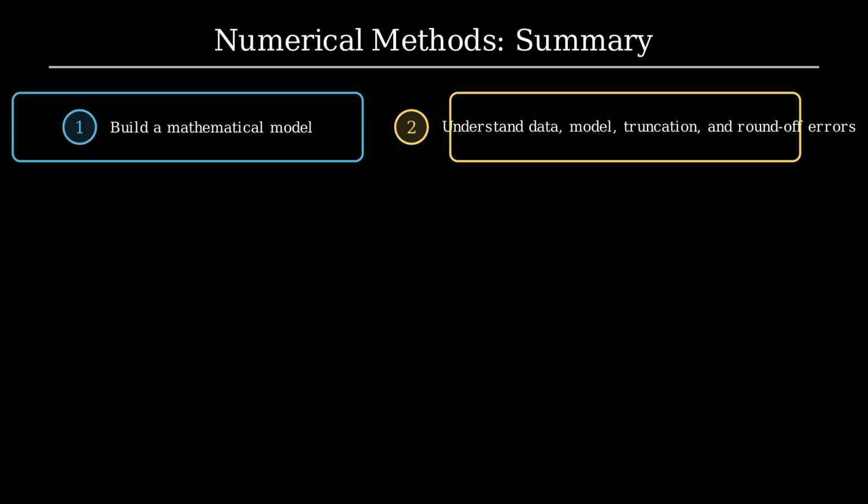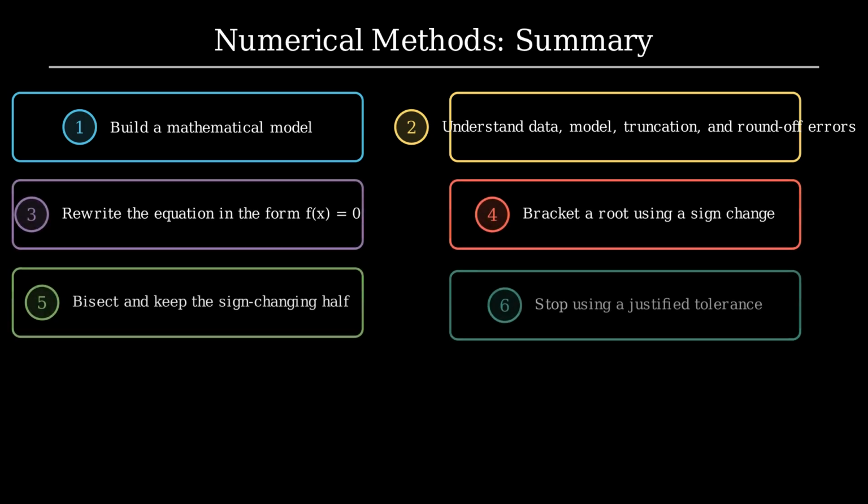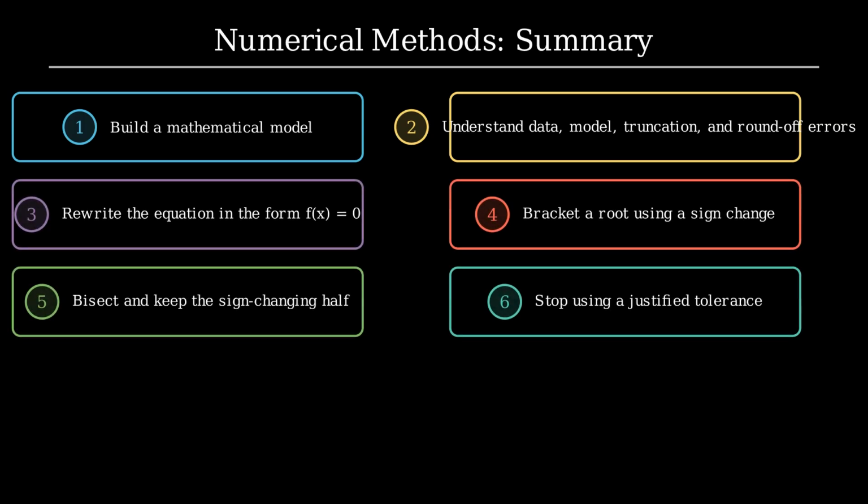Numerical methods provide controlled approximations when exact methods are unavailable or impractical. Always identify the sources of error and choose a tolerance that is appropriate for the engineering decision. For bisection, write f(x) equals 0. Locate a sign-changing bracket. Calculate the midpoint. Keep the correct half, and repeat until the error is small enough.